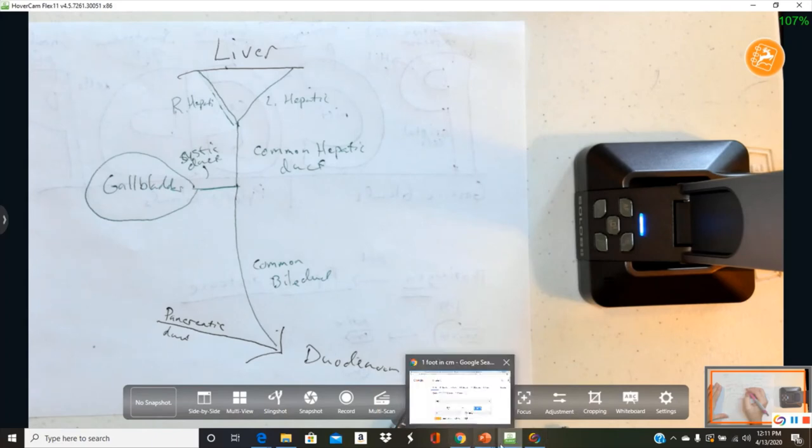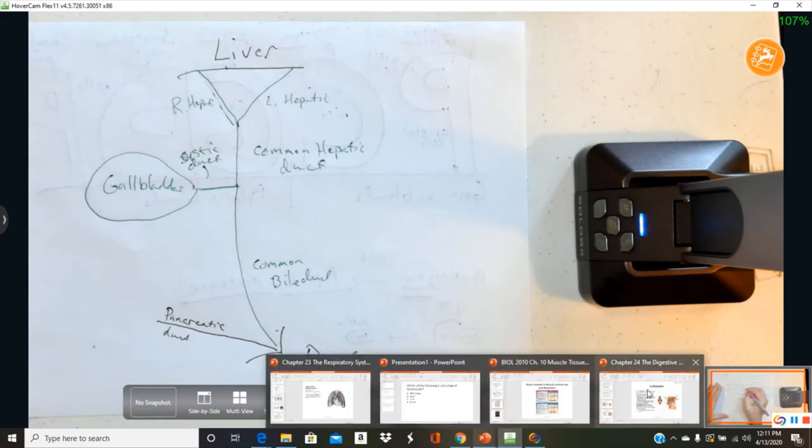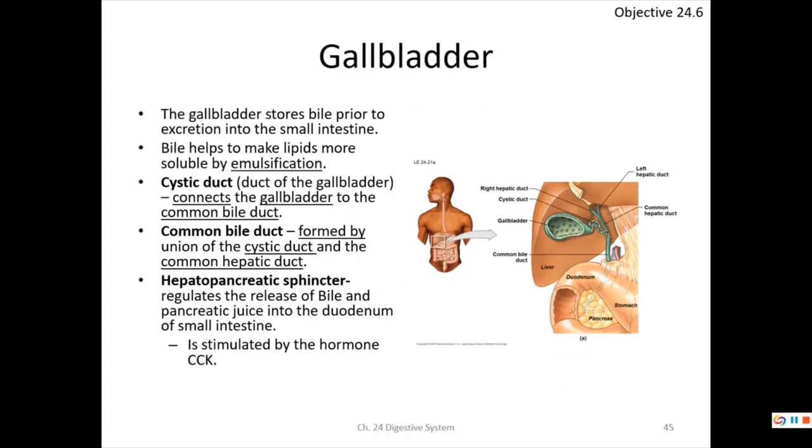Now, we saw the cystic duct, the duct of the gallbladder. We saw the common bile duct. The hepatopancreatic sphincter is the sphincter that controls the release of bile into the duodenum, and there's a hormone called CCK. Not CCR, not Creedence Clearwater Revival. We're talking about CCK, cholecystokinin, which we'll learn more about later.